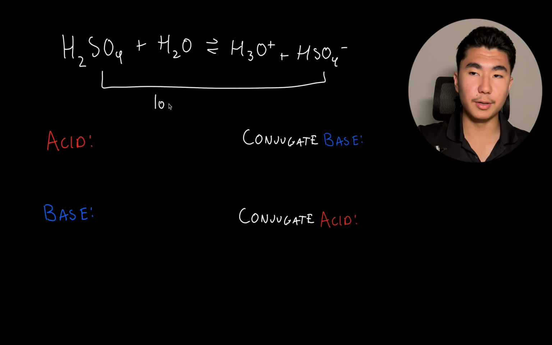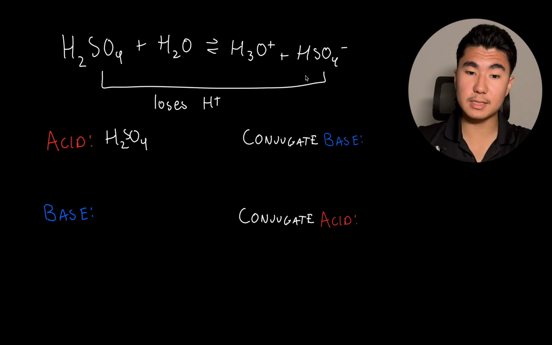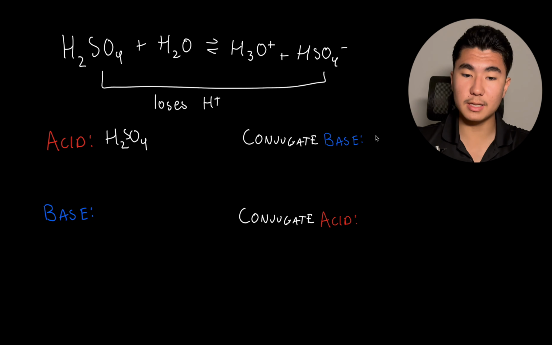So I'll put loses hydrogen plus, and we know that if we lose a hydrogen, which is basically donating a proton, then H2SO4 is our acid. So if H2SO4 is our acid, then HSO4 minus is our conjugate base. So I'll just put HSO4 minus. That is our conjugate base.